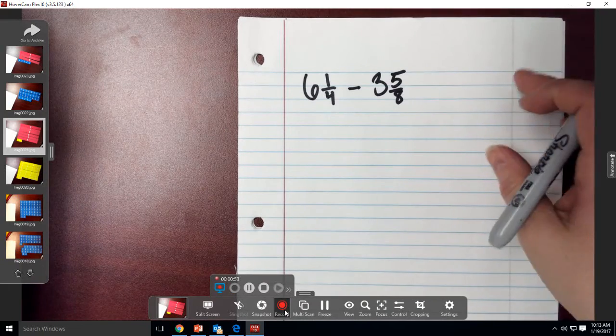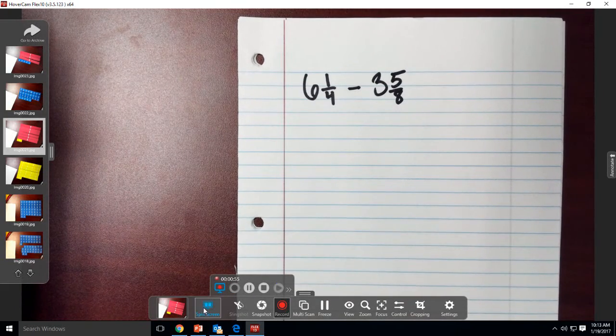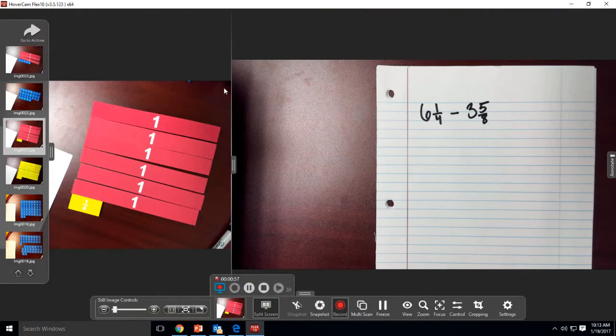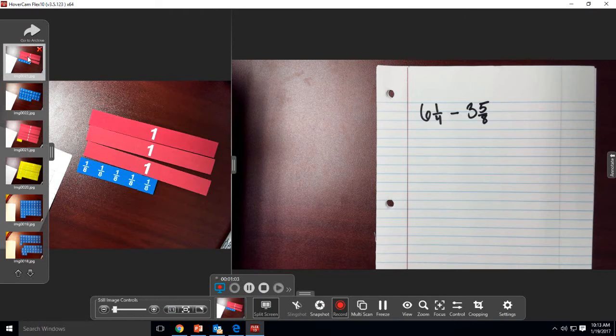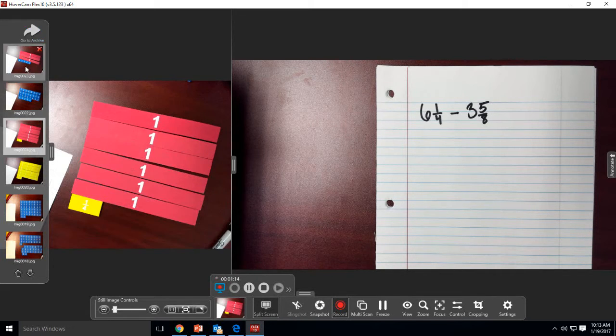So the next thing I'm going to do is break my screen in half, and I'm going to show you that I've actually built this fraction 6 1/4 and then 3 5/8. So I've built both of those before I actually made this little video. So I have 6 1/4 and I have 3 5/8.